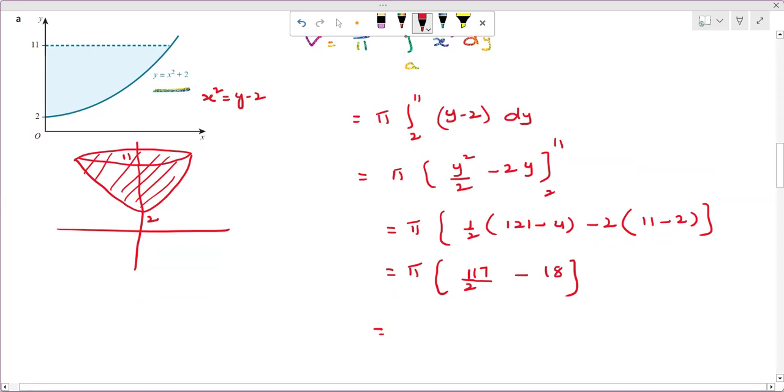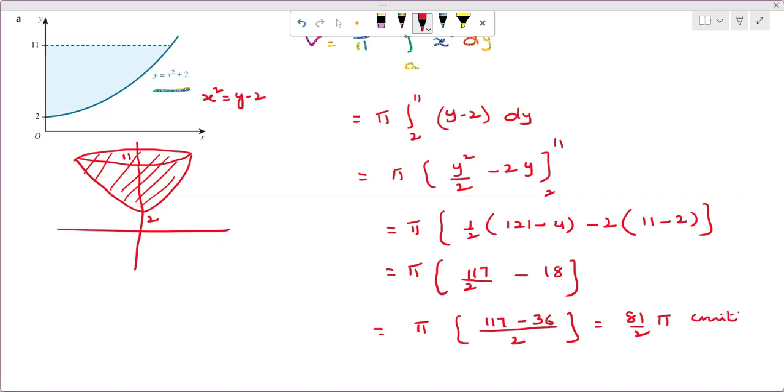If I'm using a calculator, pi, 2 LCM, 117 minus 36. How much? 81. So 81 by 2 pi cubic units. Okay, about the y-axis is like this.